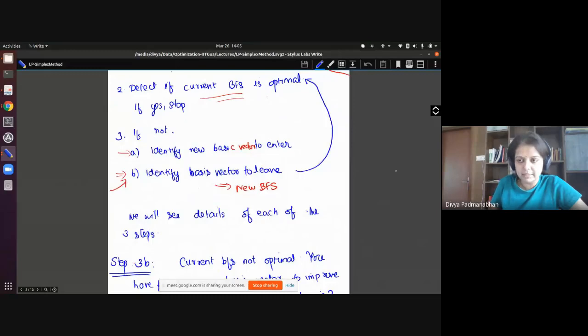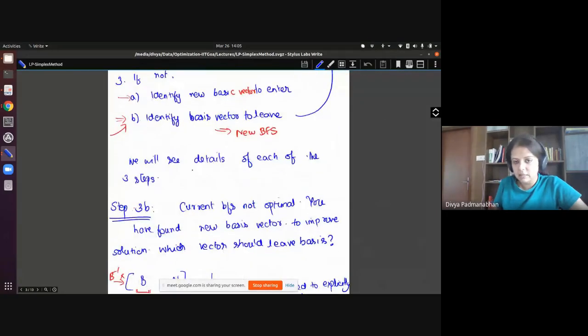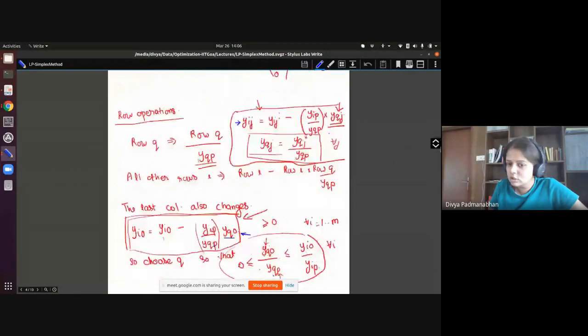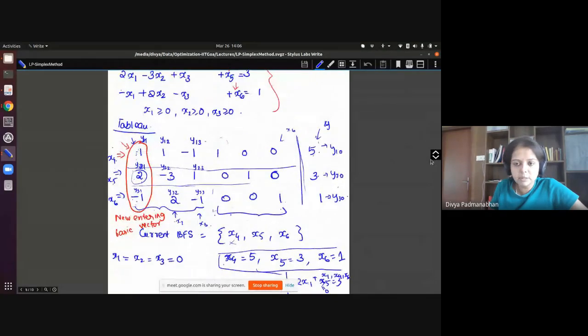We started off with 3b, where we know that the basic vector to enter has been identified, and we saw how to decide on a vector to leave the system. This is what we did yesterday. In the example I took yesterday, I showed you how to choose the one to leave the system, but I just wanted to write the revised tableau once with you.